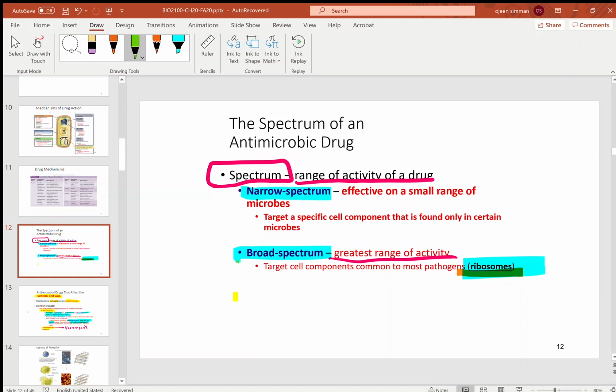that host tissue also has in common with the bacteria. Very good.